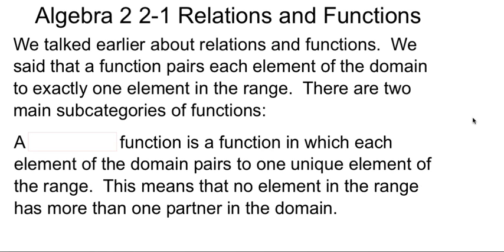We're going to talk about some subcategories of functions, the first of which is called a one-to-one function. In a one-to-one function, not only do the members of the domain have exactly one partner from the range, but it also means that each part of the range has exactly one partner back in the domain. Another way to say that is no two parts of the domain have the same value in the range.